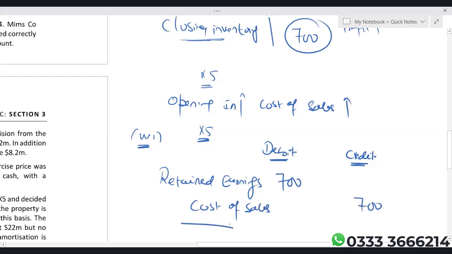So let me repeat. Obviously, we are making the correction in X5. The impact of this correction will be opening retained earning will be reduced by 700 and cost of sale will be reduced by 700, because in the current year, your cost of sale is overstated by 700. So if you credit, your cost of sale will be automatically corrected. X4 retained earning is increased by 700. So X4 closing retained earning means X5 opening retained earning. So logically, you can say that X5 opening retained earning will be debited due to the correction of error and cost of sale of X5 will be credited. This is point one.